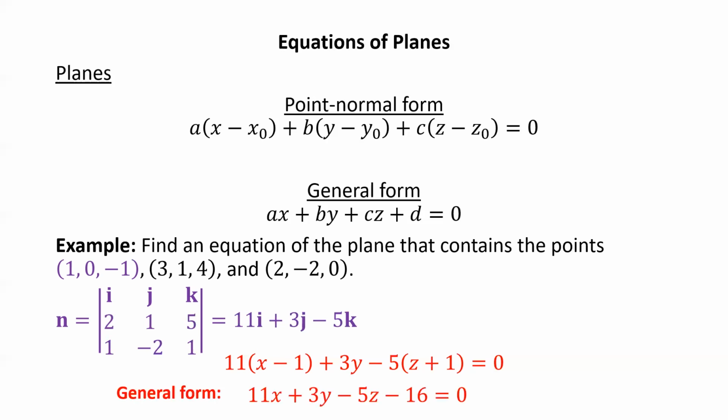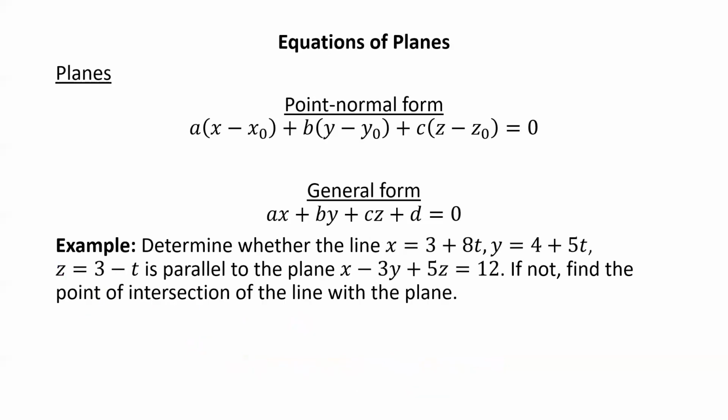If we want the general form, we could just multiply everything out on the left to get 11x + 3y - 5z. And then we have -11 - 5 adds up to -16. So we see that the d for the general form is -16.